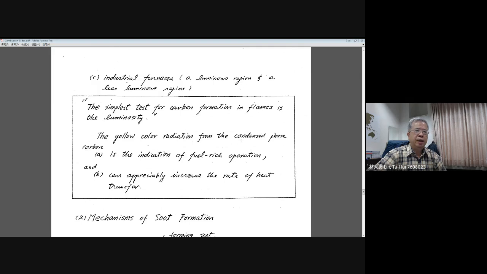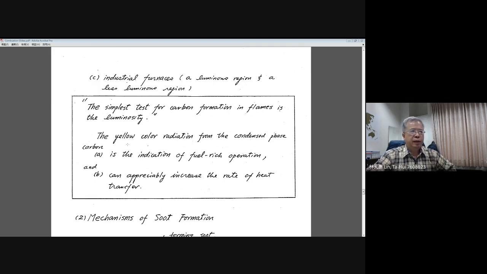They basically come from the dense phase of carbon. Remember this, because I mentioned why we have a yellow color flame: because in that flame there are so many tiny solid particles burning. When you have burning of solid particles, then you will observe yellow color radiation.